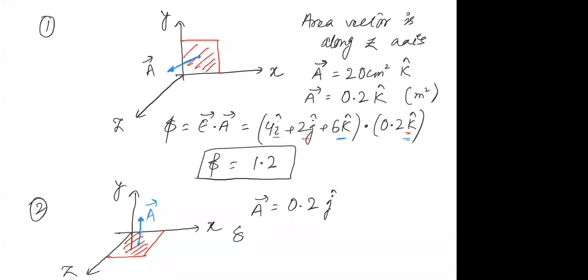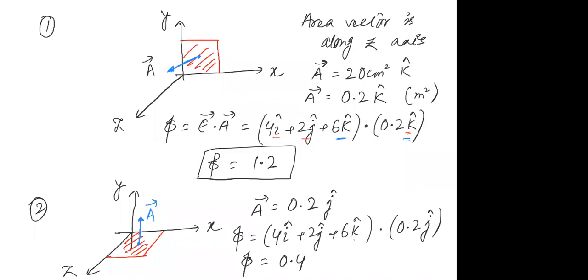Yes, sir. Flux will be written as E dot A, that is 4I cap plus 2J cap plus 6K cap dot of 0.2 J cap. Now what will be the value of flux? See, I dot J will become 0, K dot J will become 0. So this will be equal to 0.4. Only this and this when multiplied will have a non-zero value. I think आपको समझ में आ रहा है. Hurry up. We'll take the last case now.